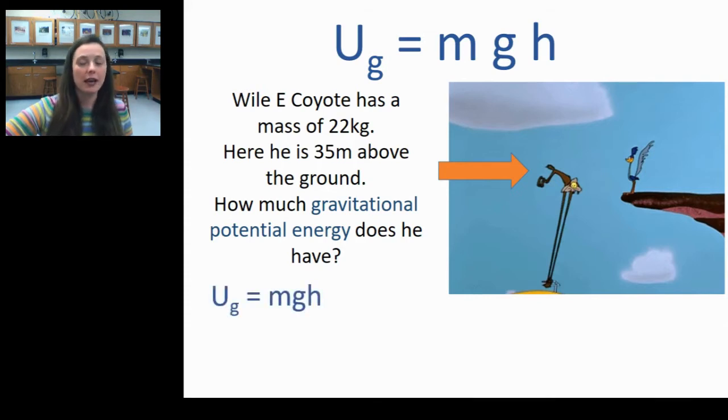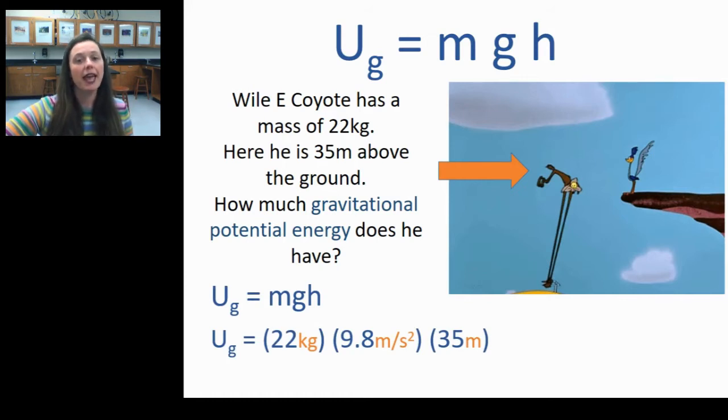Using our equation, mgh, we plug in the values we have for mass, 22 kilograms, gravitational field strength, 9.8 meters per second squared, and height, 35 meters. Multiplying these together gives us 7,546 kilograms meters squared per second squared.